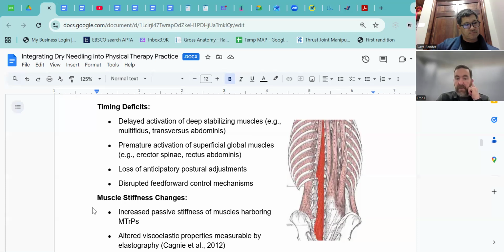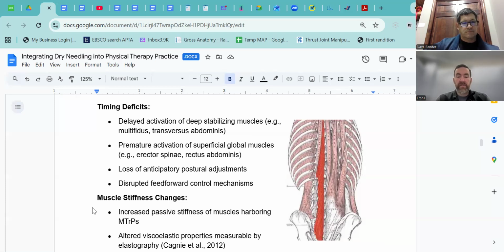They tend to have this stiff trunk, so you lose the anticipatory postural adjustments. They move in block, and it's a much stiffer system because these global, larger multi-joint muscles are firing all the time and firing a bit early. And this changes the feed-forward control mechanisms that we need for nice, smooth, controlled movement.